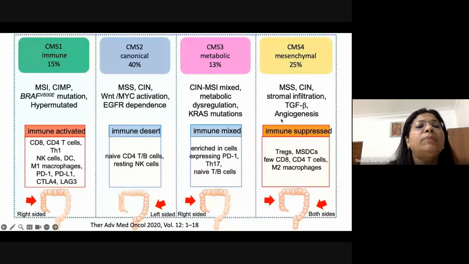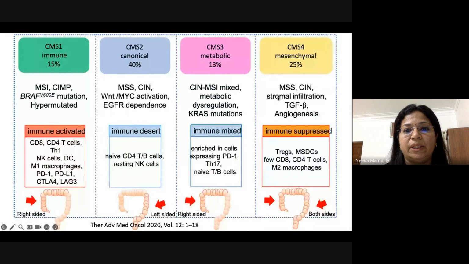And we know that there is a molecular classification for colorectal cancer into the immune, canonical, metabolic, and mesenchymal. It is an upcoming classification based on the MSI status and other mutations.